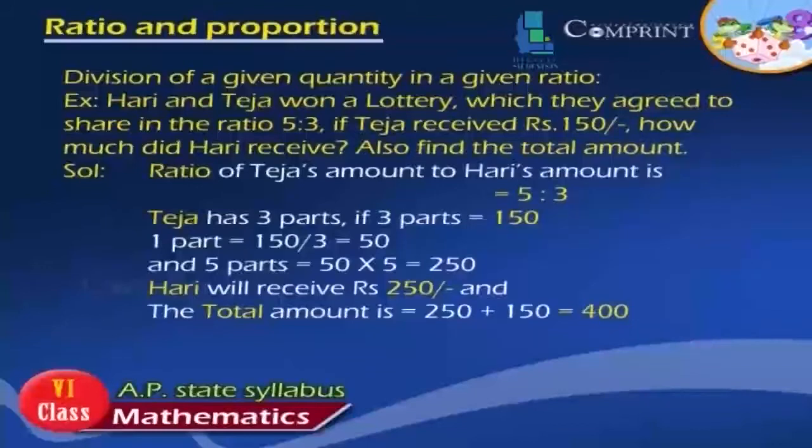Solution. Ratio of Teja's amount to Hari's amount is 5 is to 3. Teja has 3 parts. If 3 parts is equal to 150, 1 part is equal to 150 by 3, which is equal to 50, and 5 parts is equal to 50 into 5, which is equal to 250. Hari will receive rupees 250 and the total amount is 250 plus 150, which is equal to 400.